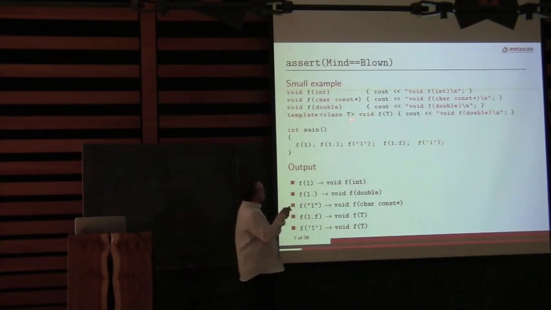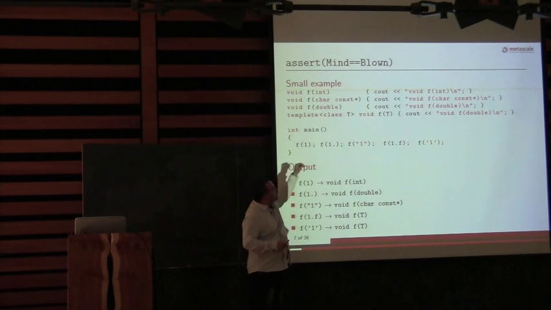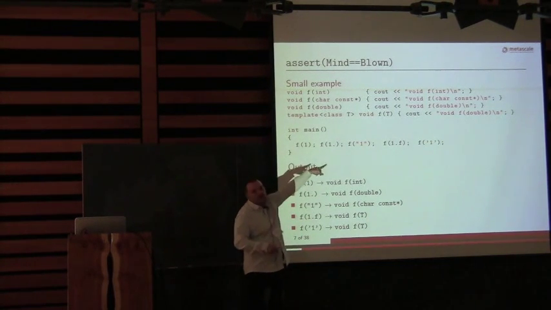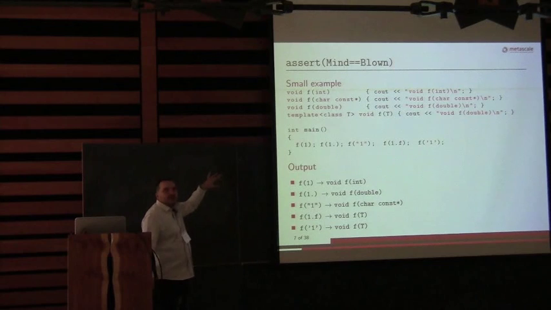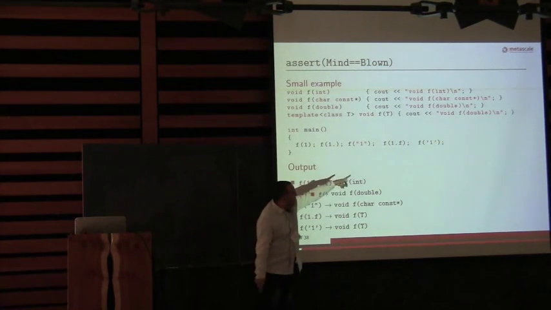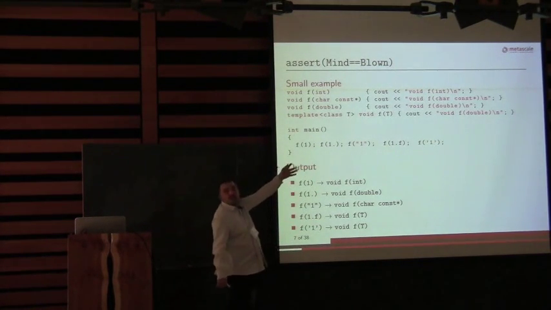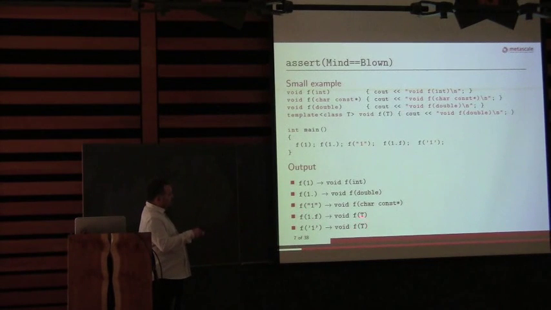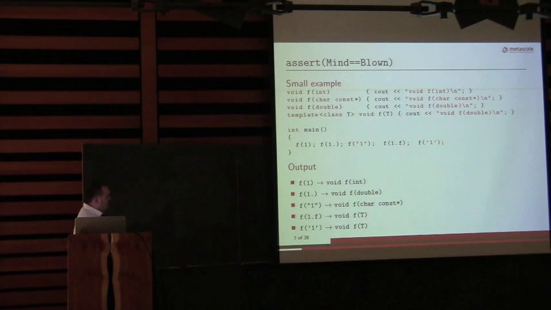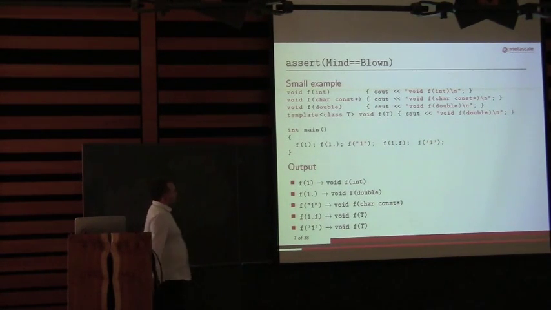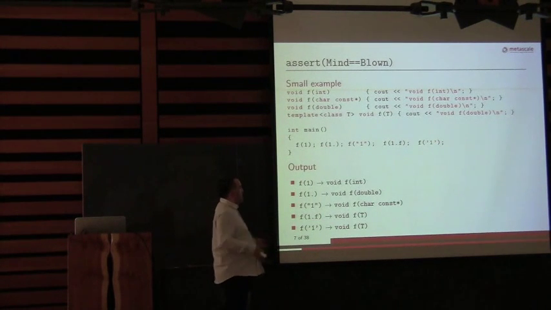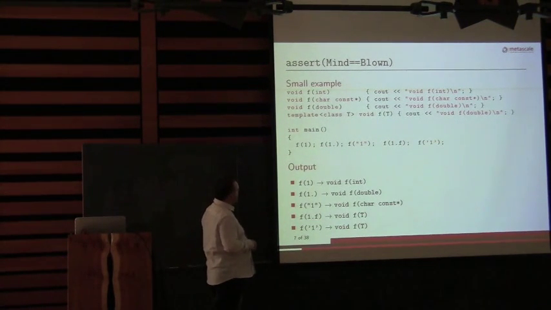Okay, so substituting float to T creates a void f float function in the set of overloads. And this will get selected because of the exact match on the type. And the same will happen with the char one, where T will be substituted by char. And both of those will go to this instead of going to the promoted version of the last time. Okay, so what can we do with all of this very complex system of who goes where?